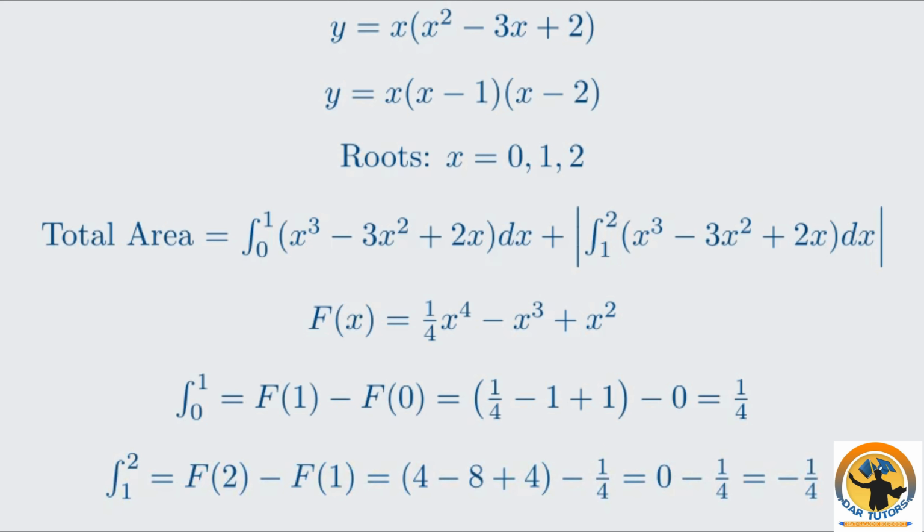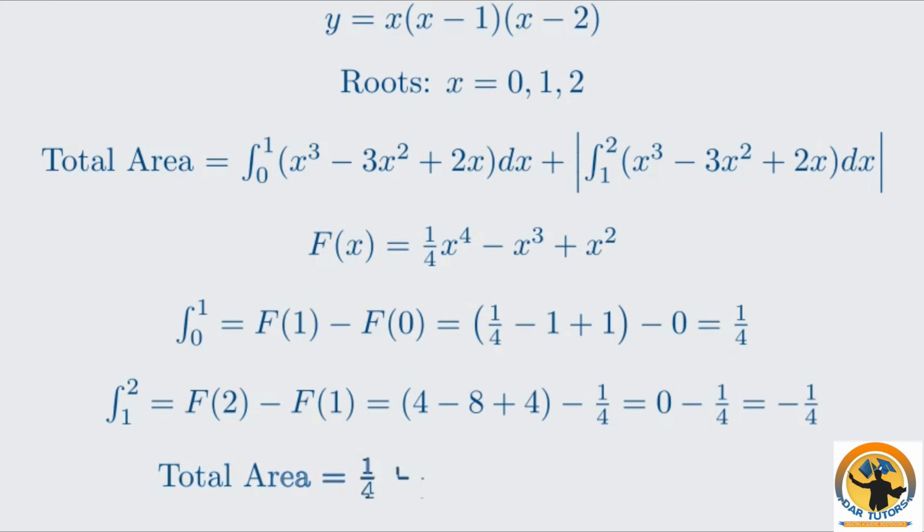Finally, we add the absolute values to find the total area. The total area is 1/4 plus the absolute value of negative 1/4, which is 1/2 square unit.